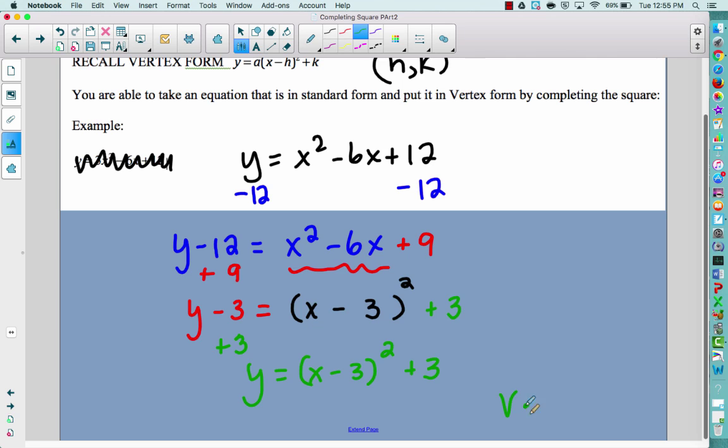All right, so my vertex, again, is (h, k), so it would be, in this case, (3, 3). Now, you don't have to do that. Remember, you know how to find the vertex if it's in standard form. You can do x equals negative b over 2a, and then find y by plugging in your x. But this is just a nice way to quickly put something into vertex form should you want to.